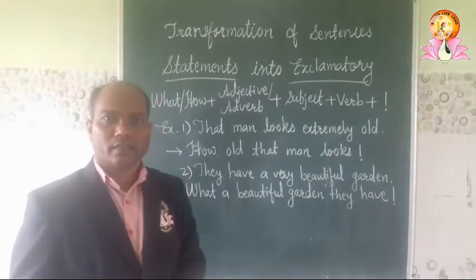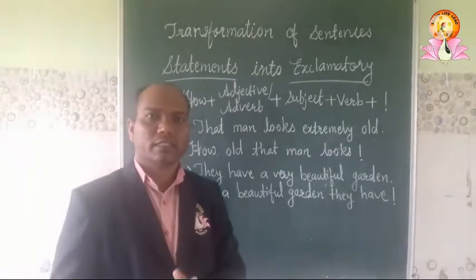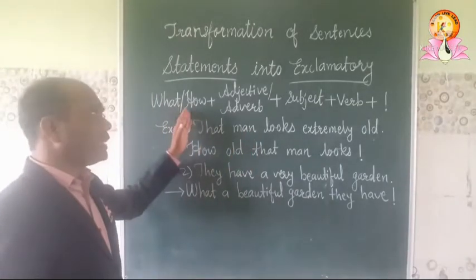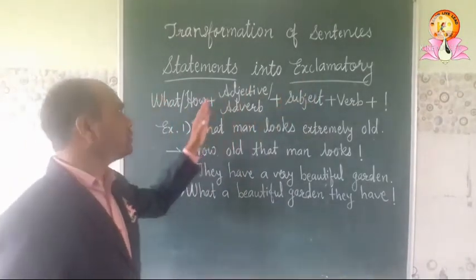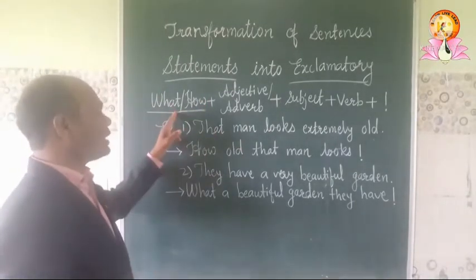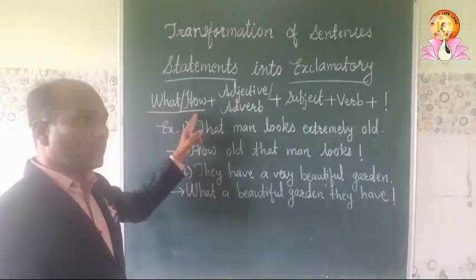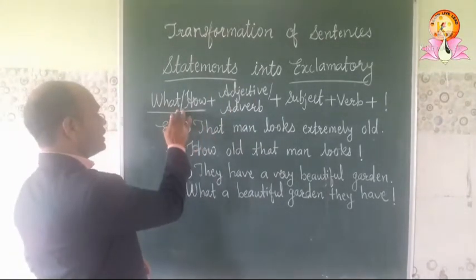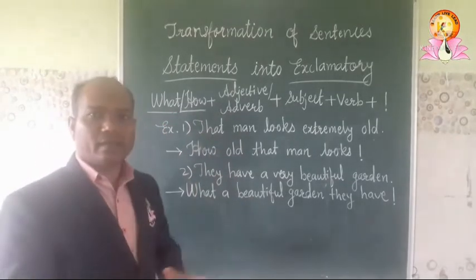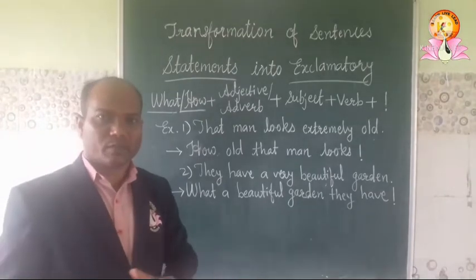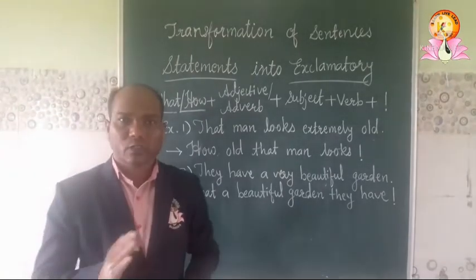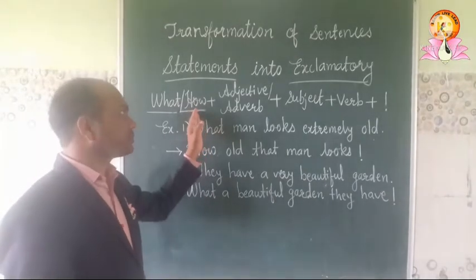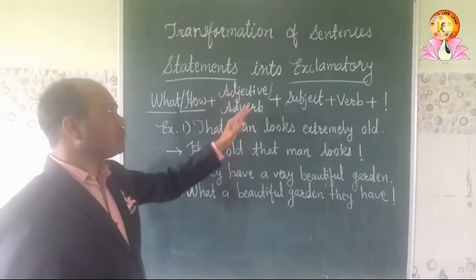Now, let's learn the general formula or structure that we can use for making exclamatory sentences. Look at the blackboard here. First, for making an exclamatory sentence, we have to use words like what or how. Any one word we have to use in the beginning. What is used when there is a or an in the statement. And if a or an is not given in the statement, then we can use how. After them, we can use adjectives or the adverb.